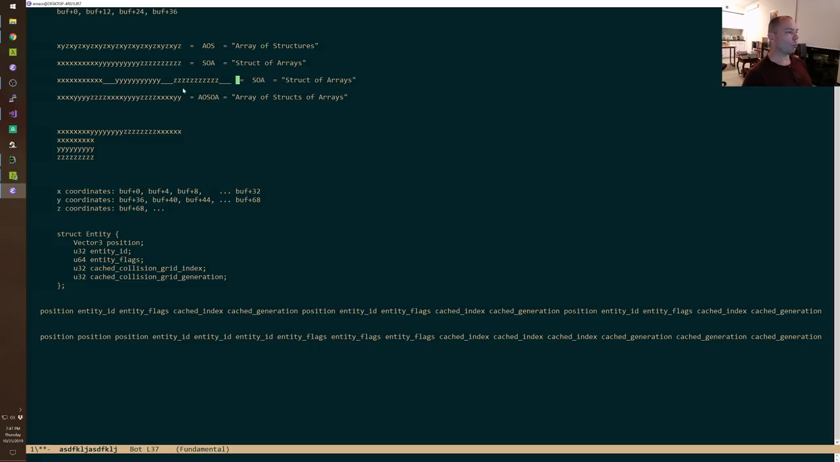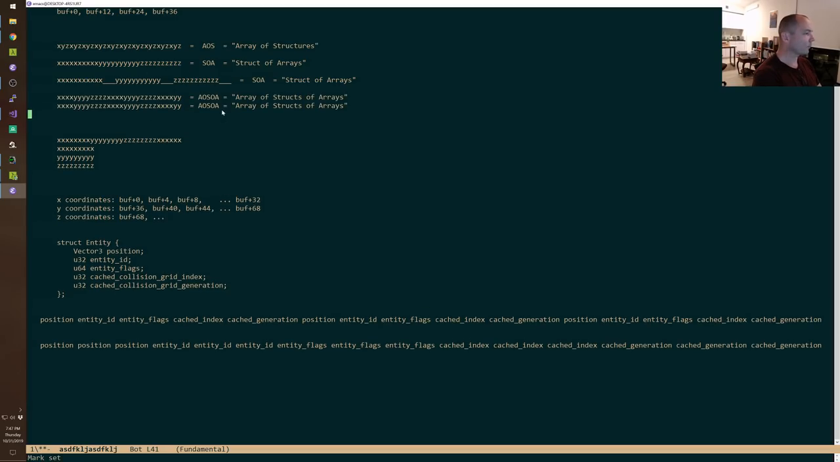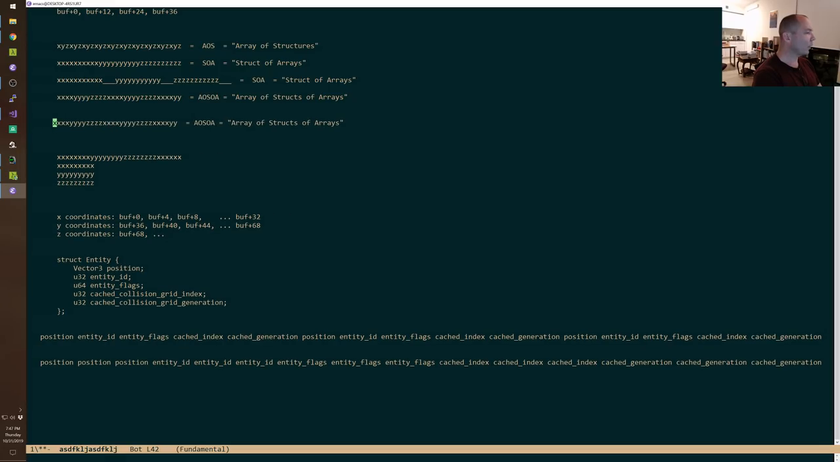Whereas with AOSOA, it's a little different. You do want to have some empty space, but that empty space is always at the end. Let's just say we had one bucket, two buckets, with four things per bucket. So we have one bucket, two buckets, and then in the third bucket, we only have two things. So you would go X X empty empty, Y Y empty empty, Z Z empty empty. That would be our third bucket.